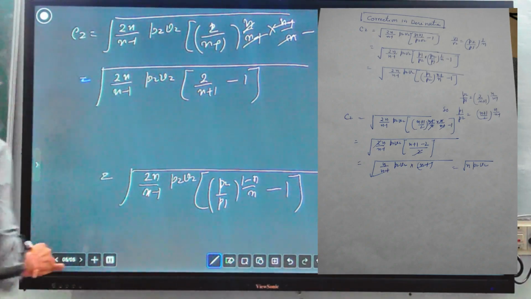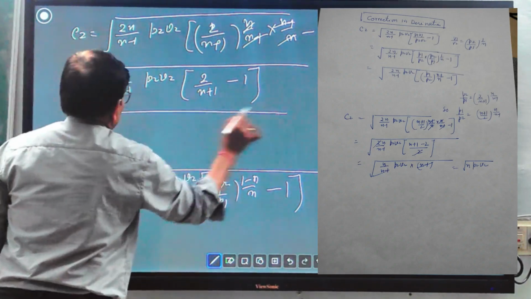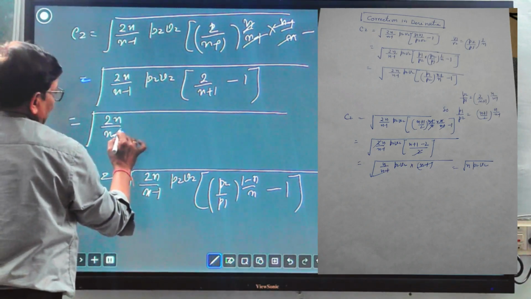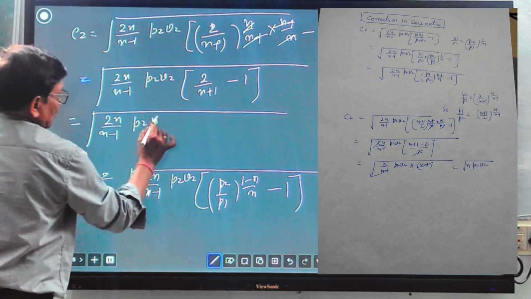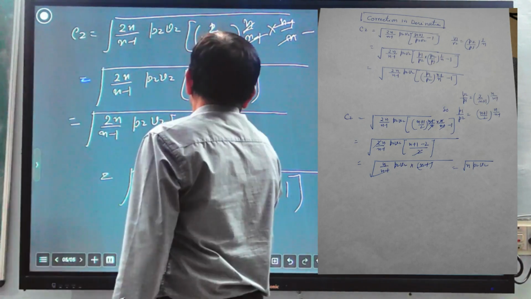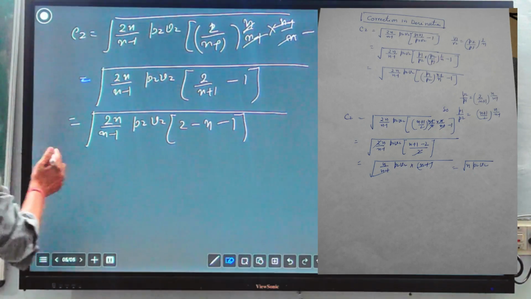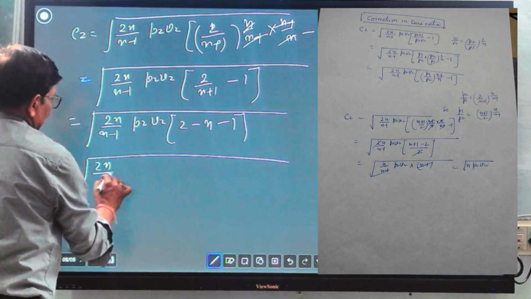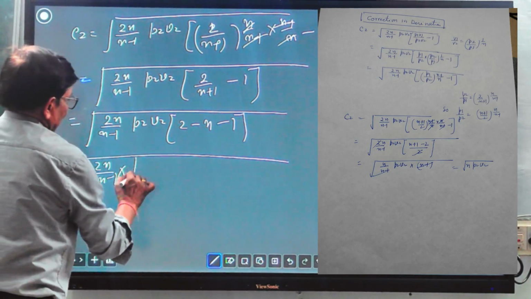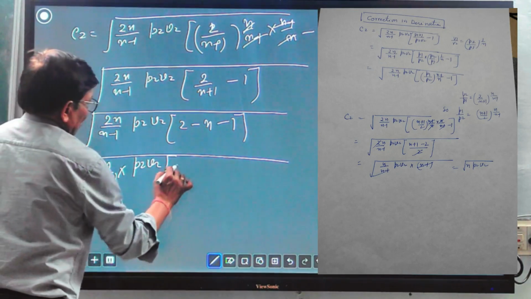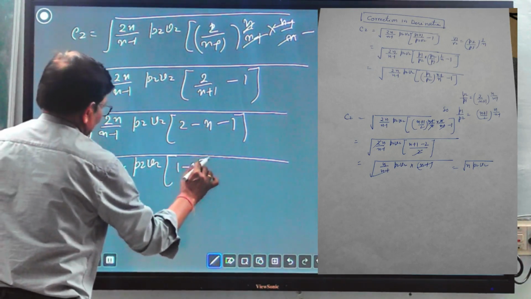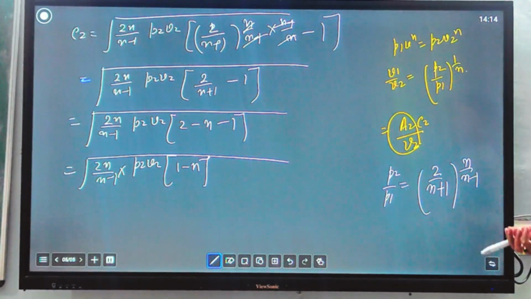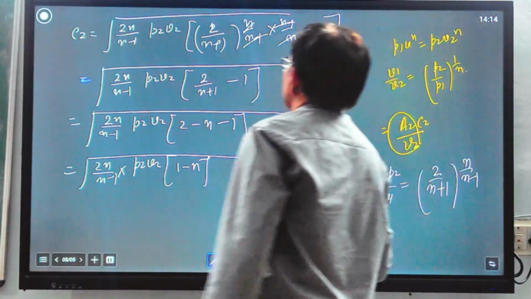So simplifying this one, you will get an equation 2n upon n minus 1, 2n minus n minus 1, p2 v2, 2 minus n and minus 1. So it will become equal to 2n upon n minus 1 into p2 v2, 1 minus n, 1 minus n minus 1. I think there is some typographical error I have committed here in the calculation of this equation.